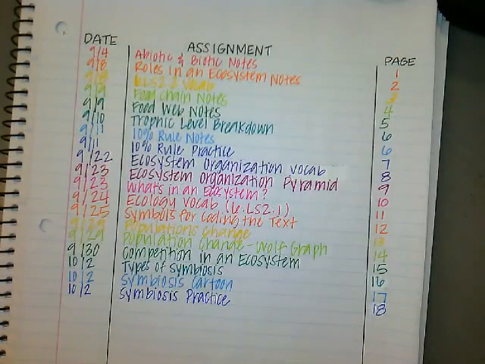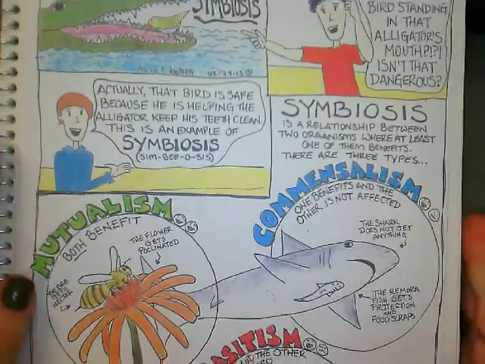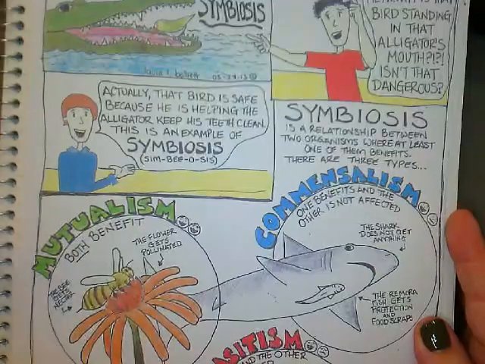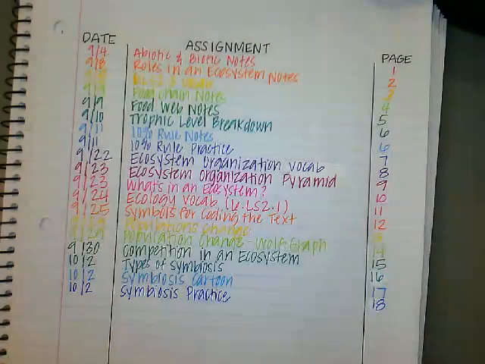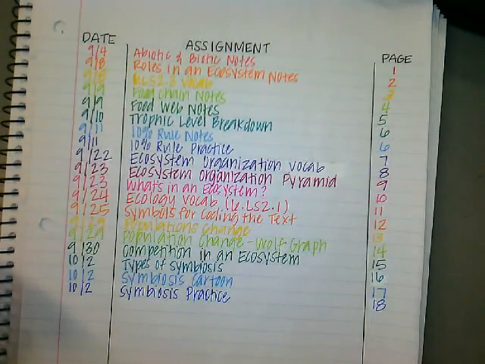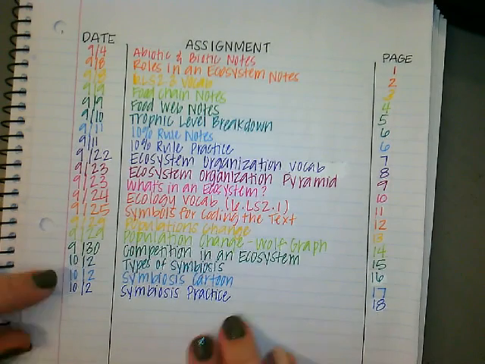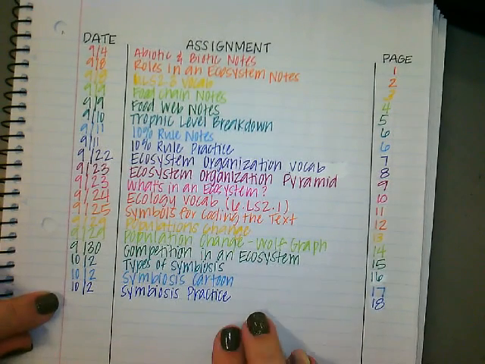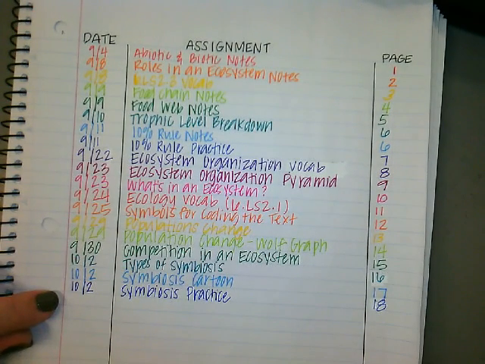Page 17 is a symbiosis cartoon. So you will actually glue this cartoon on page 17 in your notebook. And then your final activity will be a symbiosis practice activity, and it's going to go on page 18 in your notebook.